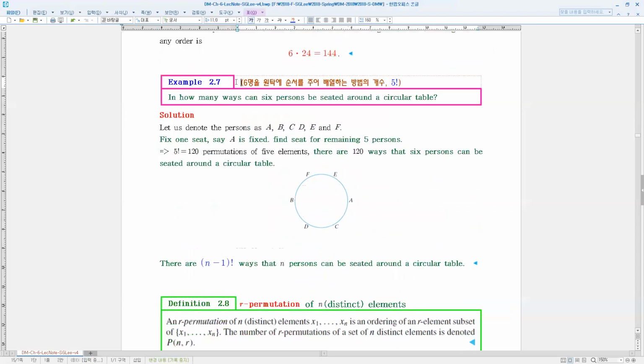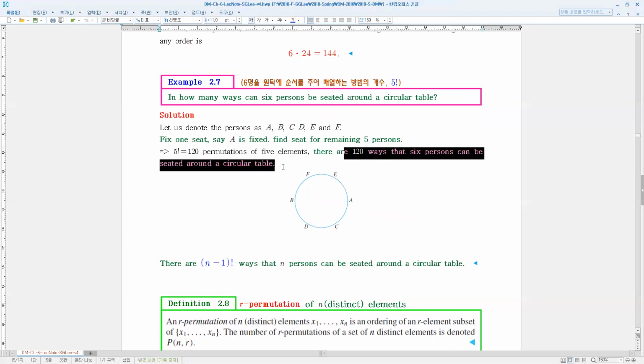Next. Okay. In how many ways can 6 persons be seated around a circular table? So we have 6 persons. Okay. But if we fix one seat, say A is fixed, then find the seats for the remaining 5 persons. Okay. So this is 5 factorial, which is 120 permutations of 5 elements. So basically there are 120 ways that 6 persons can be seated around a circular table, because they can be sitting anywhere.